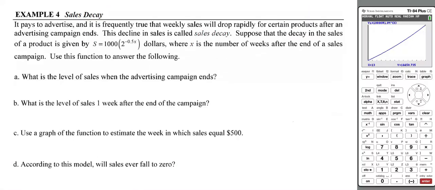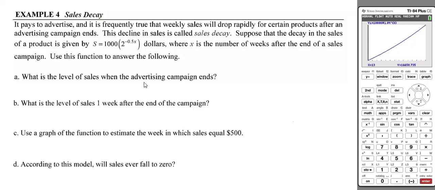The next example is on sales decay. It pays to advertise, and it's frequently true that weekly sales will drop rapidly for certain products after an advertising campaign ends. This decline in sales is called sales decay. Now suppose that the decay in the sales of a product is given by S equals 1,000 times 2 to the negative 0.5x dollars, where x is the number of weeks after the end of a sales campaign. Use this function to answer the following.